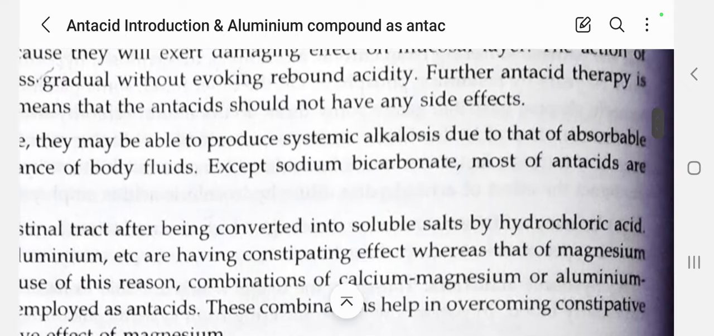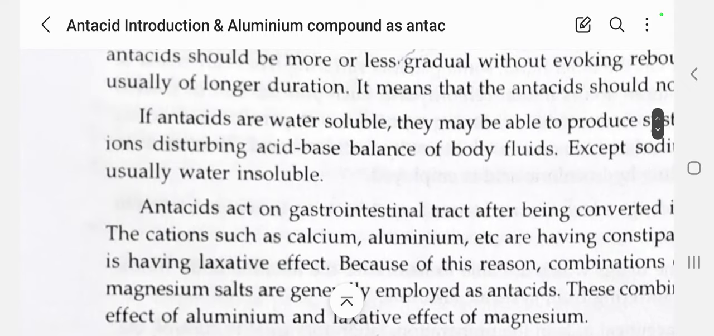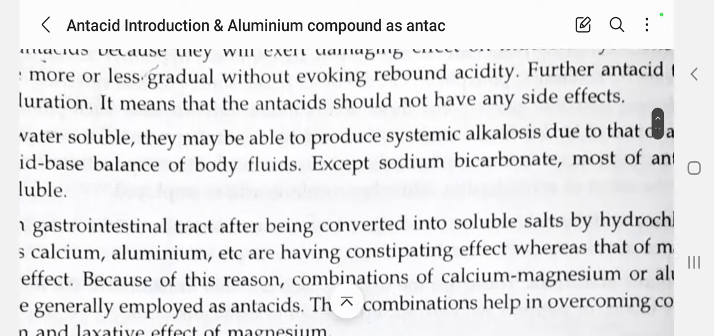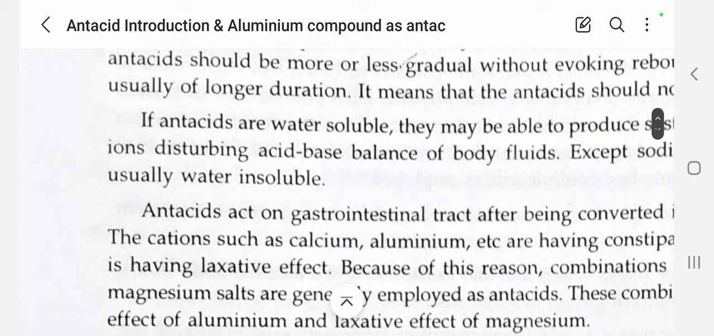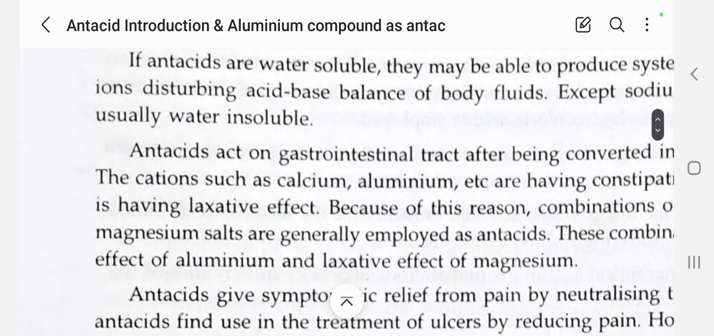For example, sodium bicarbonate. Most antacids are usually water insoluble. If the antacid is, for example, sodium bicarbonate, what will happen? It will produce systemic alkalosis because of absorbable ions disturbing the acid base balance of the body fluid. So the ideal characteristic of an antacid is that it should be water insoluble, not soluble.